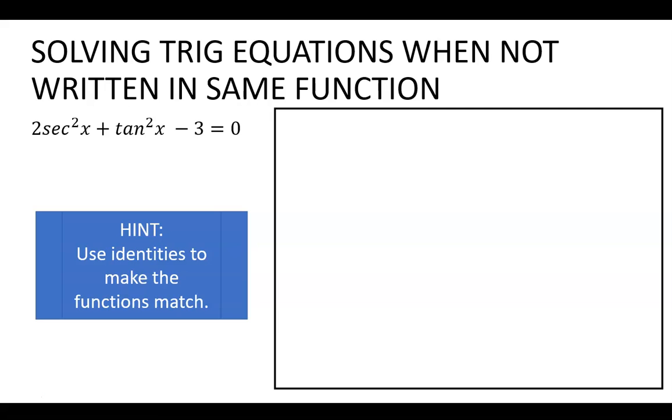Okay, I already see a problem. Yeah, it looks hard, but the biggest problem is that my terms don't match. I have a secant and I have a tangent, so I have to think about those trig identities, and I'm going to change secant squared into tangent squared x plus 1. Continue to write the rest of my formula, minus 3 is equal to 0.